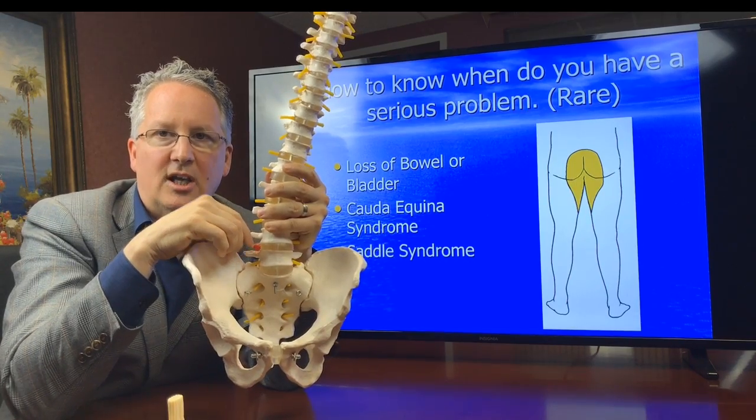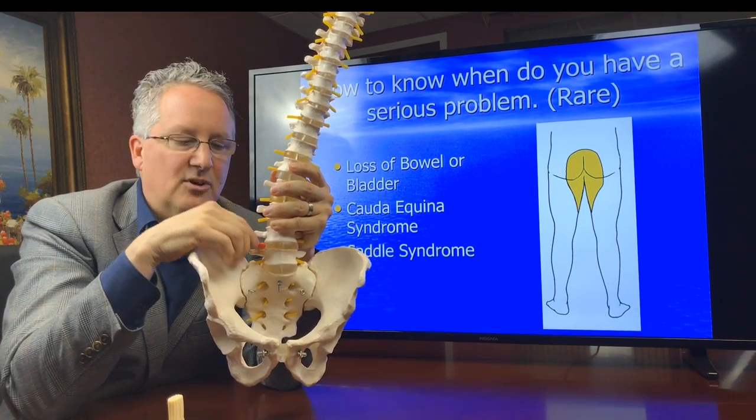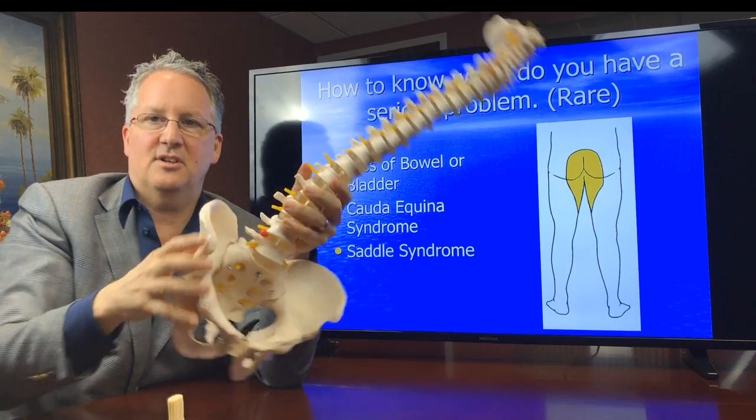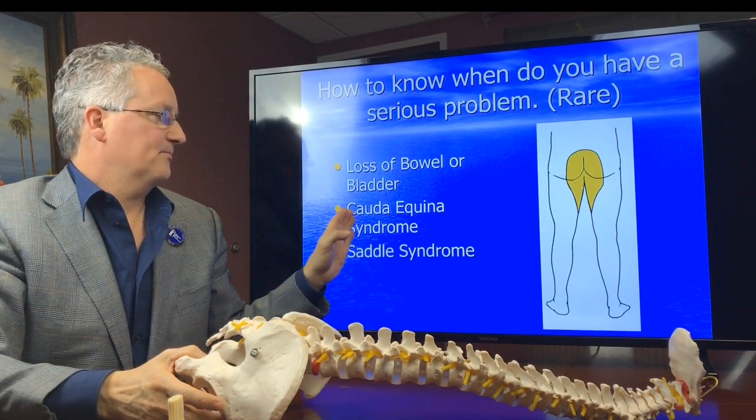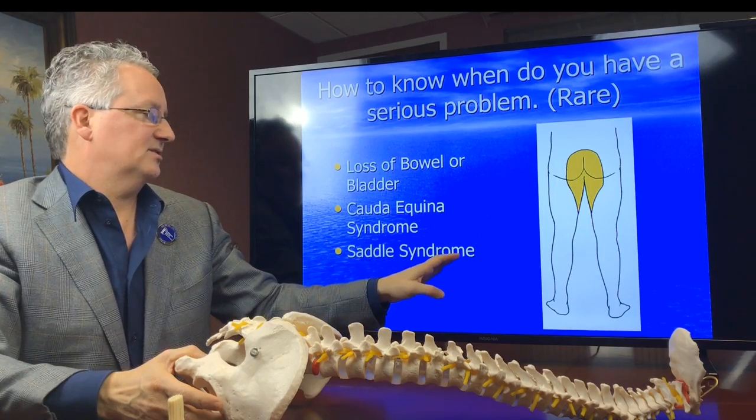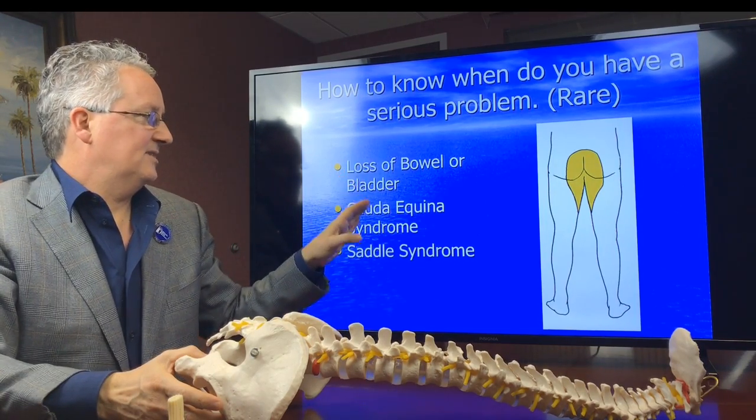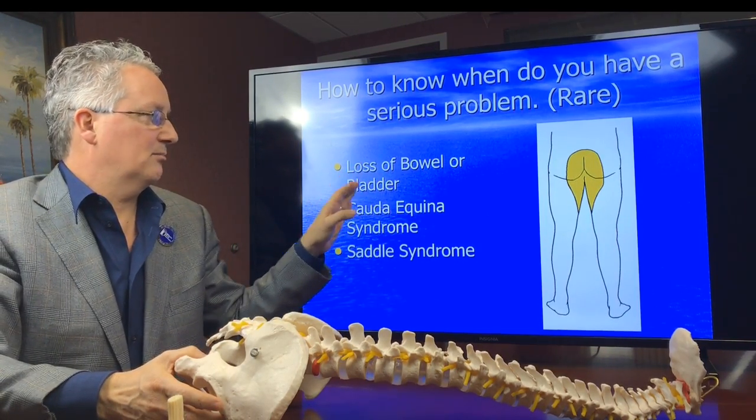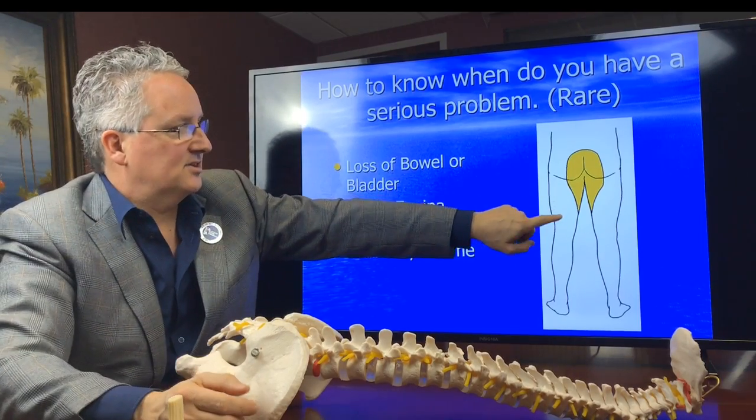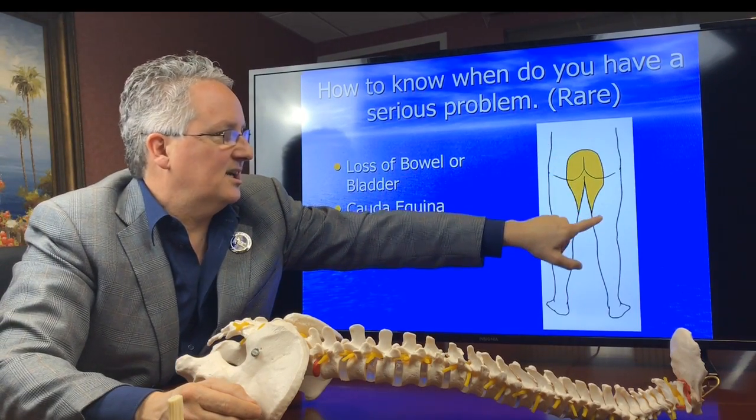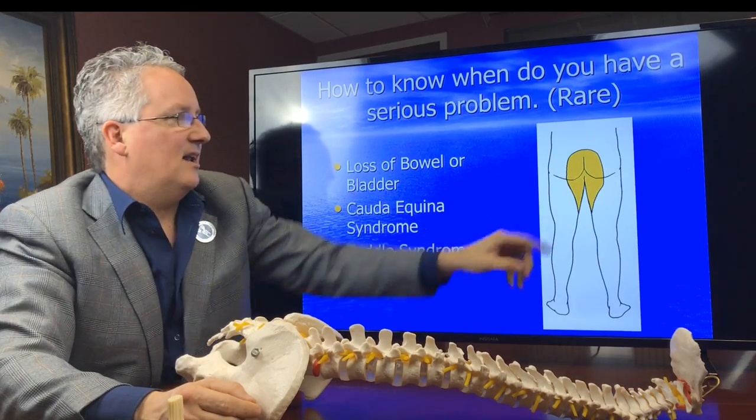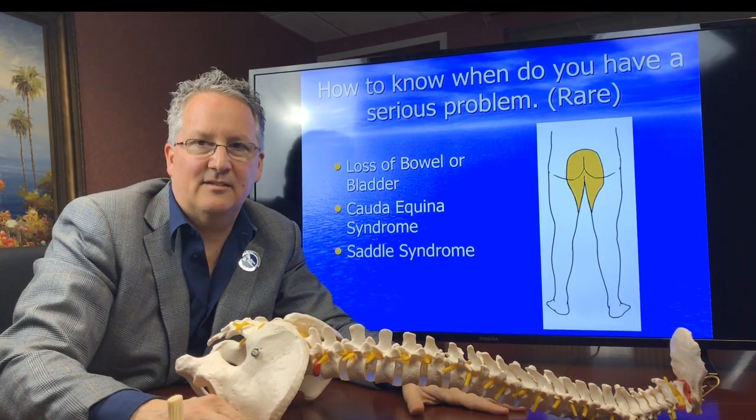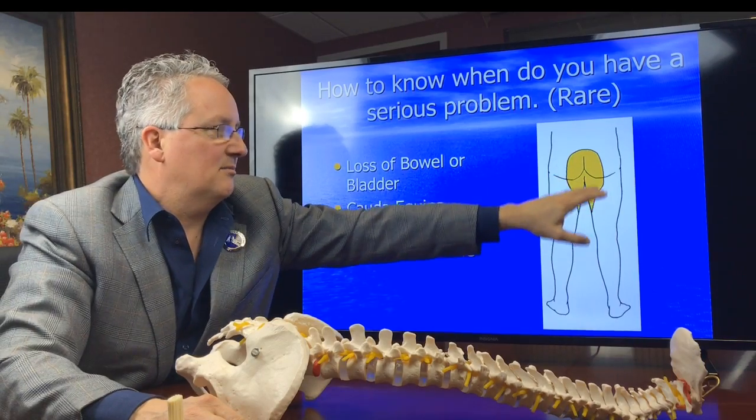It's called cauda equina syndrome. It's when the herniation is so bad, it just completely pinches the nerve and you cannot control your bowel and your bladder. Okay? We also call it saddle syndrome. Okay, these are technically 2 different problems. Controlling your bladder is not always associated with saddle syndrome, but saddle syndrome is where you get a numbness. And they call it saddle syndrome because it's the same location if you were to sit on a saddle for a horse where you would get some numbness.